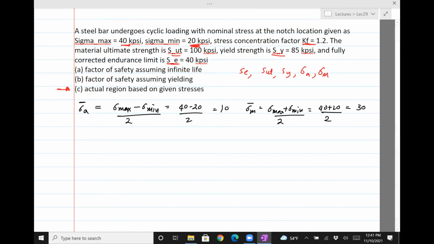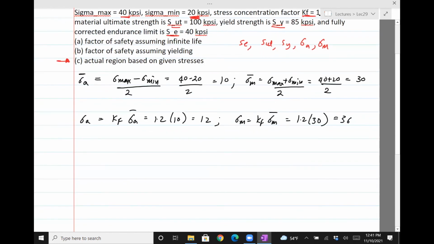The reason I put a sigma A bar and sigma M bar is because this is a problem involving a notch. With the notch, the actual stress is much higher than the nominal stress. So the actual stress is going to be the stress concentration factor times sigma A. So that's going to be 1.2 times 10, so that's 12, and sigma M is Kf times sigma M nominal, that will be 1.2 times 30, that'll be 36.